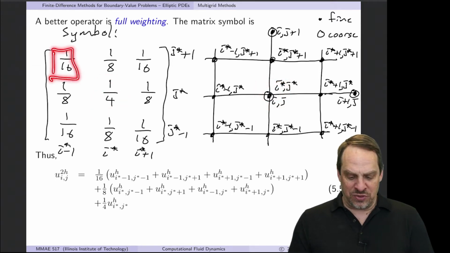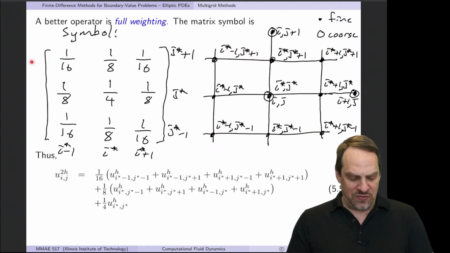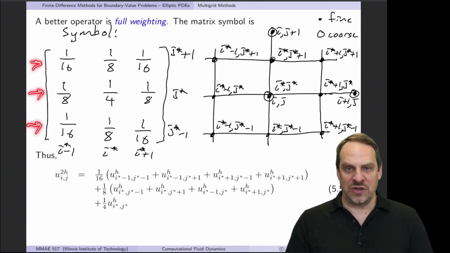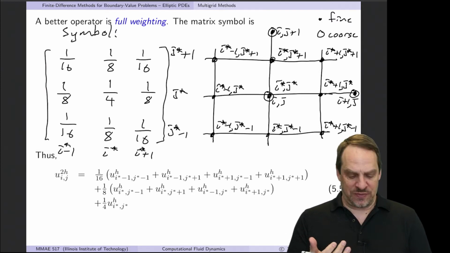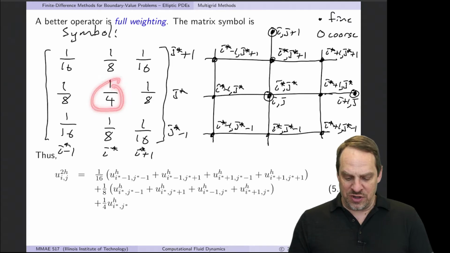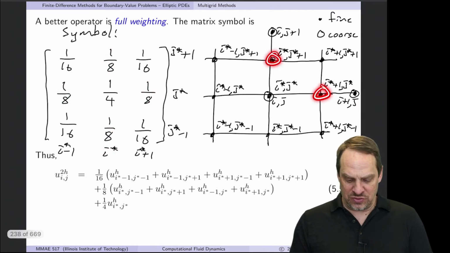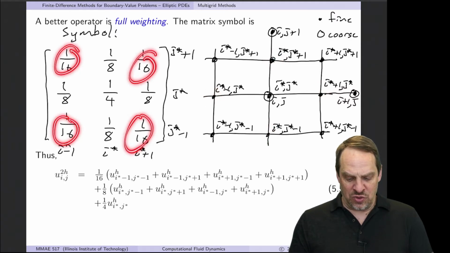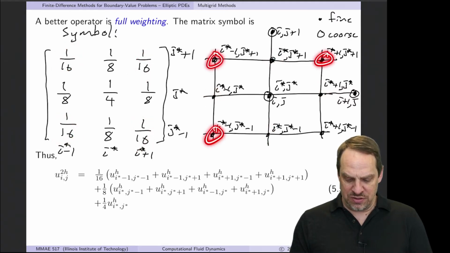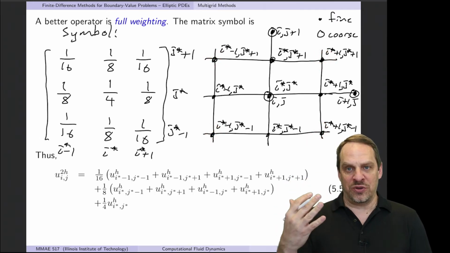corners, for example, those correspond to these corners. And then the values in the 3 by 3 matrix here that represents the symbol, those give the weighting factors for each of the points. So we take 1/4 of the I star j star point, we take 1/8 of the north, south, east, and west points, which are these 4, and then we take 1/16 of the corner points, which are these right here. Okay? So as you can see, the further away you get from the center point, the smaller the weighting factor.